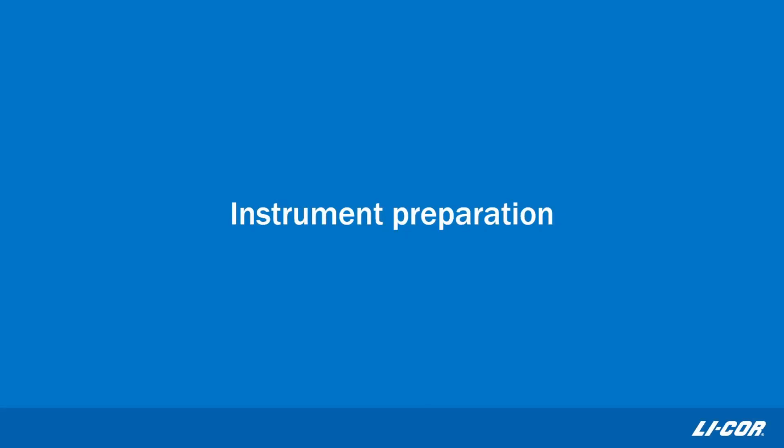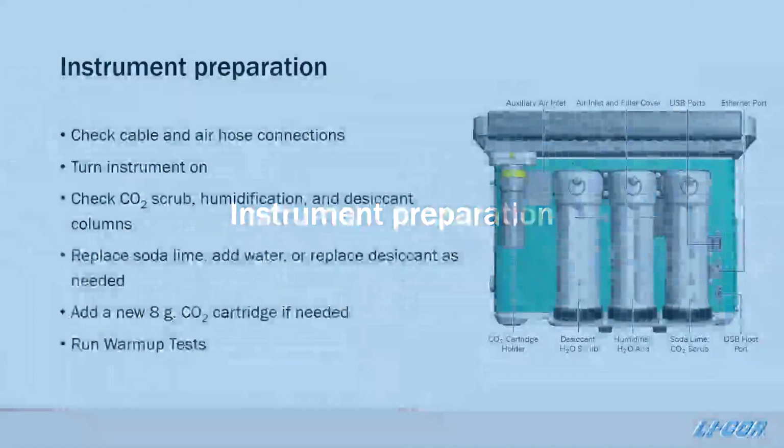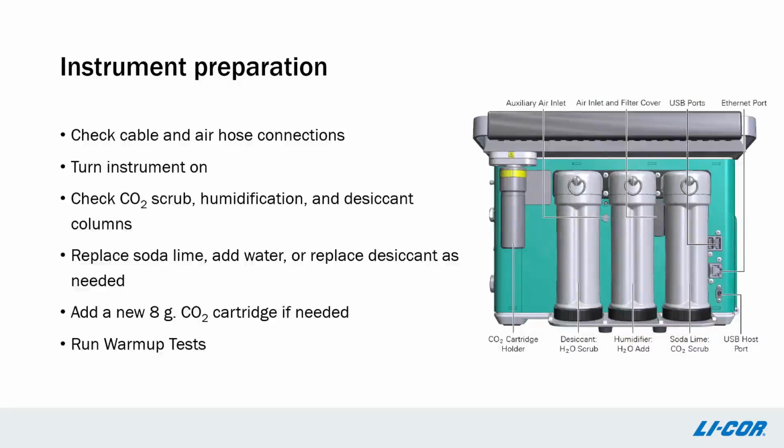We will now go over the dynamic assimilation workflow in more detail. Instrument preparation consists of several steps. First, check the cable and air hose connections between the console and sensor head, and then turn the instrument on by pressing the power button on the side of the console.